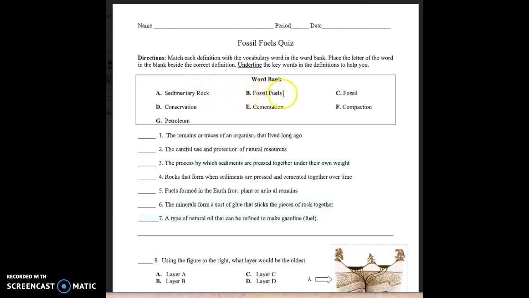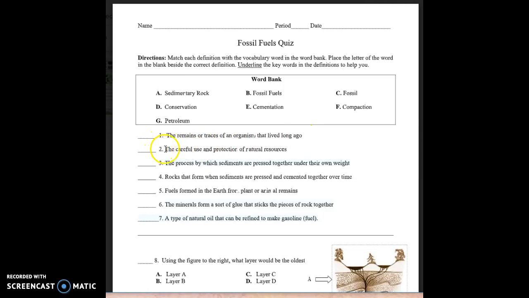B. Fossil fuels. C. Fossil. D. Conservation. E. Cementation. F. Compaction. G. Petroleum. Number 1. The remains or traces of an organism that lived long ago.